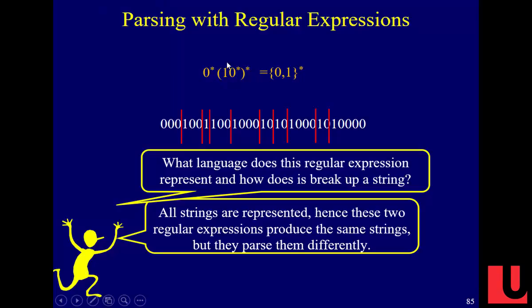No. Why not? Because it's a star, and star could be the empty string. In fact, look at this 1. How did we get a 1? Because we did a 1 followed by 0 star, which was 0 zeros.